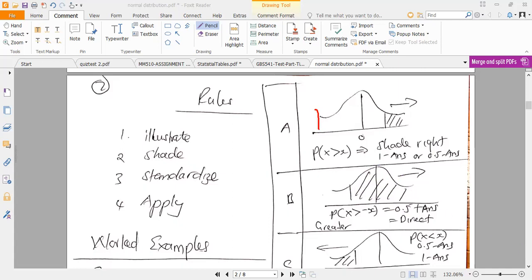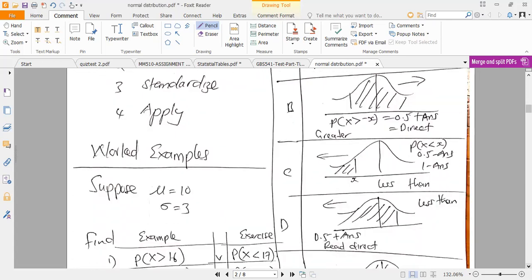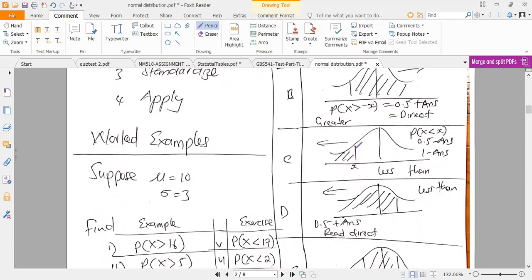Similarly, part C tells you 2 things. The figure C tells you that we are shading to the left, so this is less than, and the shading is smaller than 50, so we subtract our answer from 1. But D is going to the left, so it's also less than, but we are going to read direct because the reading is a bigger shading. Now, we're going to look at an example.